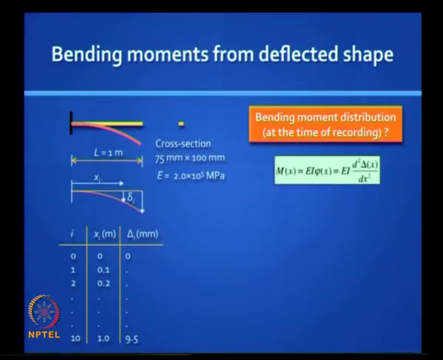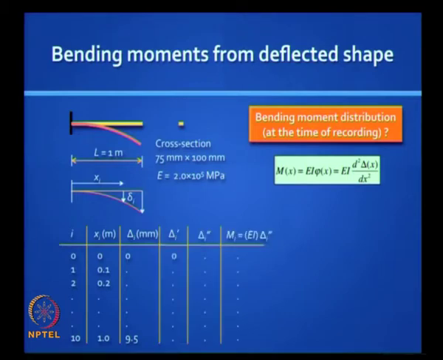It's the second derivative of deflection. So you can use any suitable numerical technique, like a central difference formulation, get the slopes from this picture, from the slopes get the curvature as a second derivative, multiply that with EI, and you've got the bending moment diagram. So please remember, this is a displacement approach.